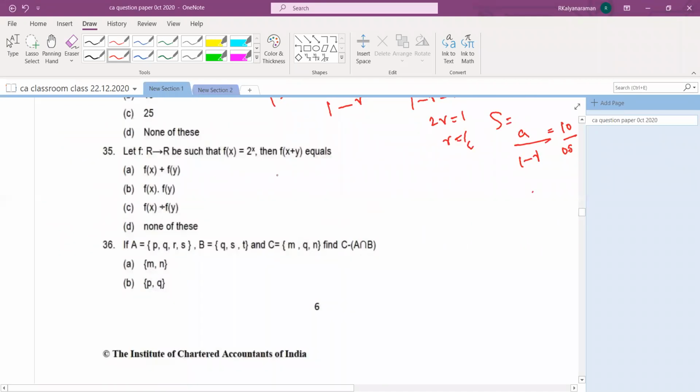Let f be a function from R to R such that f of x is 2 power x. So now f of x plus y will be equal to 2 power x plus y. This is equal to 2 power x into 2 power y. So this is f of x into f of y. So f of x plus y is equal to f of x into f of y. Any questions, please ask.